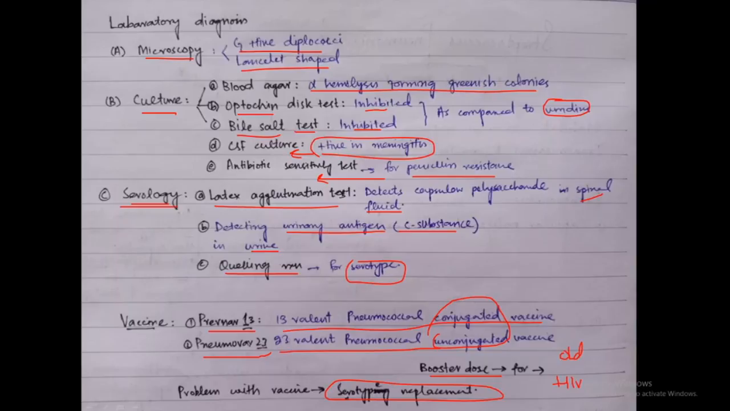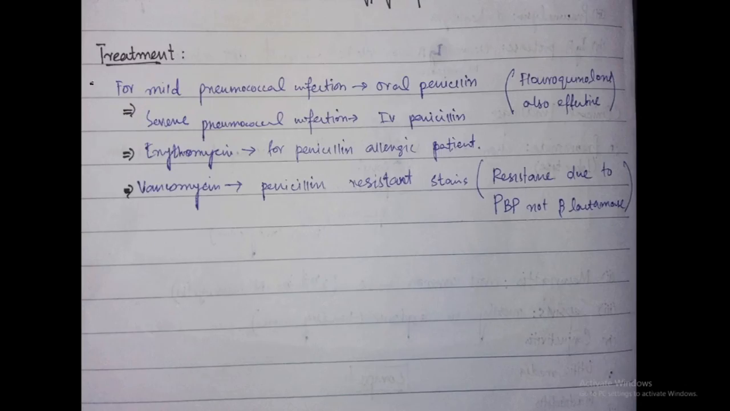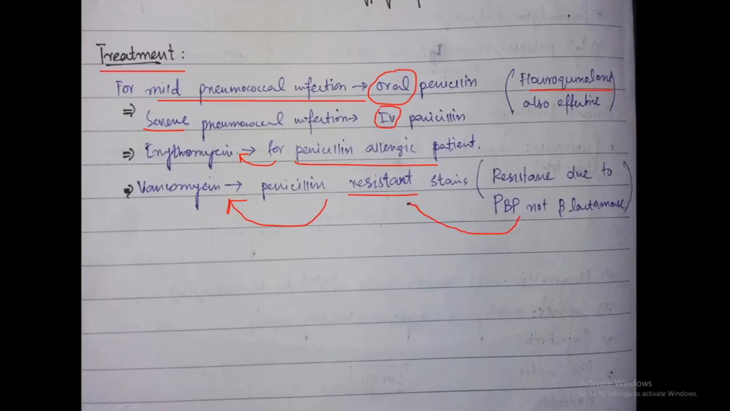Now the treatment: how to treat pneumococcal infection. If we have a mild pneumococcal infection, then we can use oral penicillin. If we have a severe pneumococcal infection, then we use IV penicillin. We can also use fluoroquinolone for treatment. For penicillin-allergic patients, we can use erythromycin, and for those strains of Streptococcus pneumoniae which are resistant to penicillin, we use vancomycin. This resistance is due to a change in the penicillin binding protein.